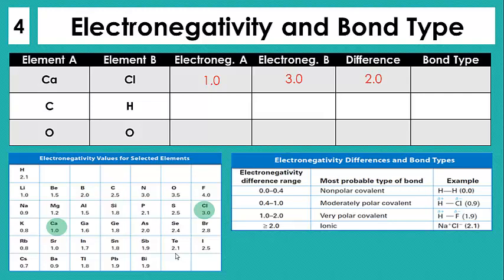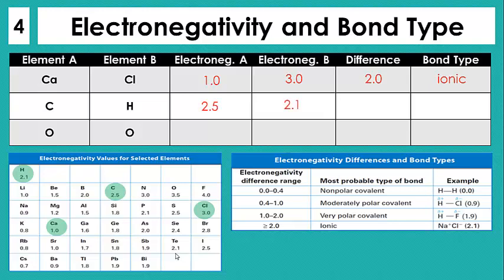Whenever we have a difference of 2, we're either going to be on the edge of very polar covalent or ionic. Because calcium is a metal and chlorine is a nonmetal, that means this is going to be ionic. The next one I have is carbon and hydrogen.